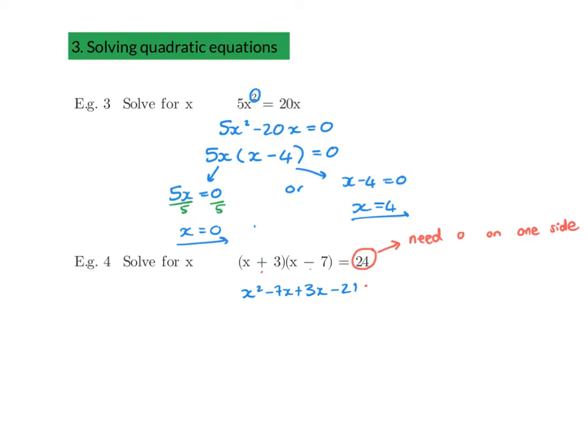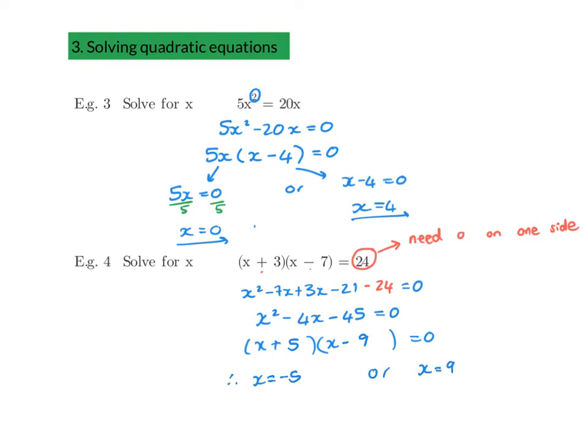And I will put the 24 on the left by subtracting 24 from both sides. So I get x squared minus 4x minus 45 is equal to 0. Now I can factorize. I know that I'm going to have one positive. Since 45 is negative, I'm going to have one plus and one minus. And so 45 is 9 by 5, and 5 is positive. So then I'm going to say that therefore x is negative 5 or x is positive 9.